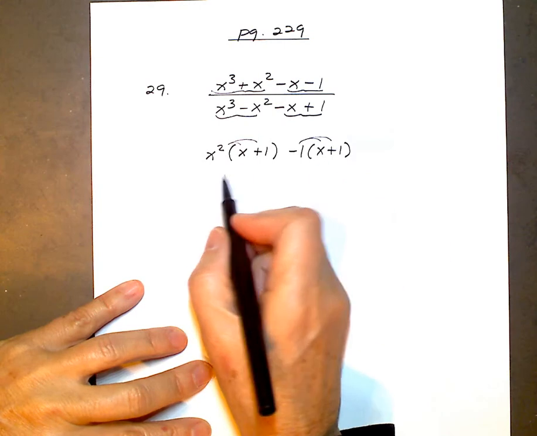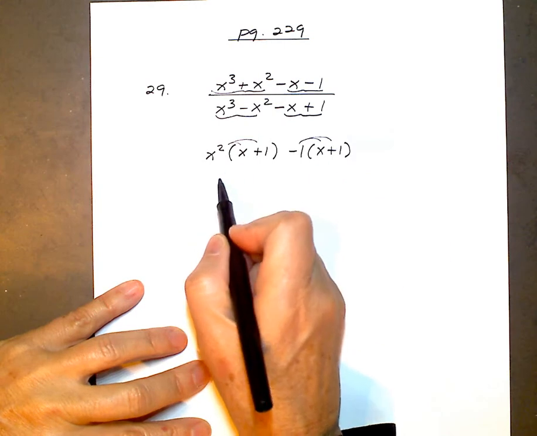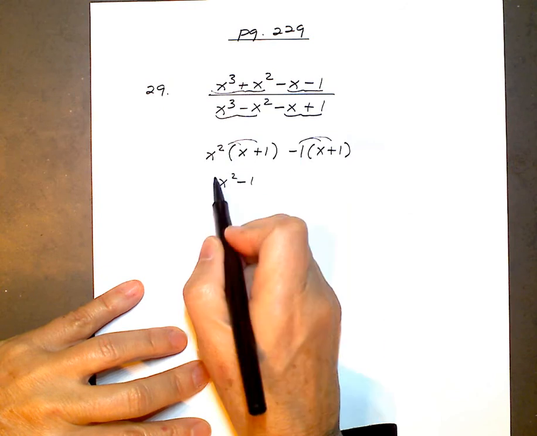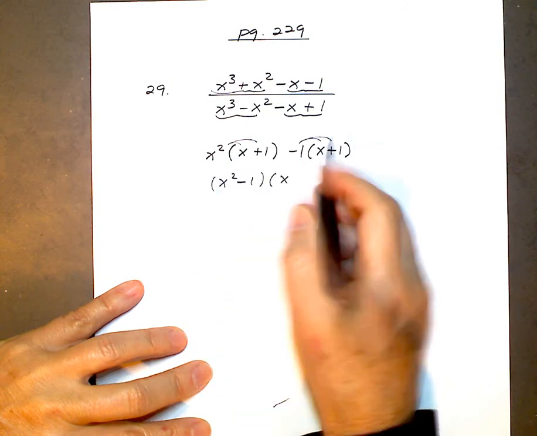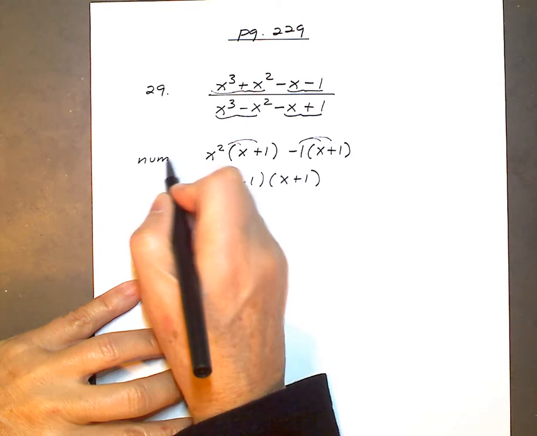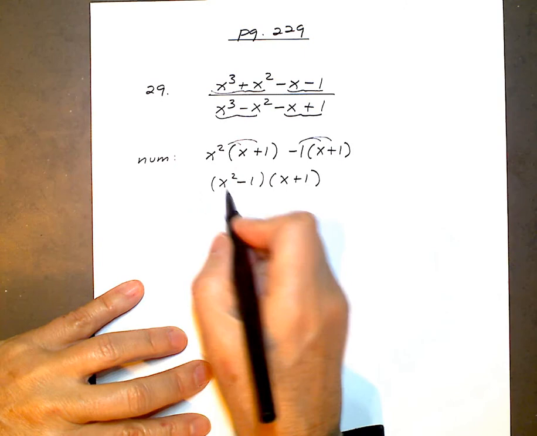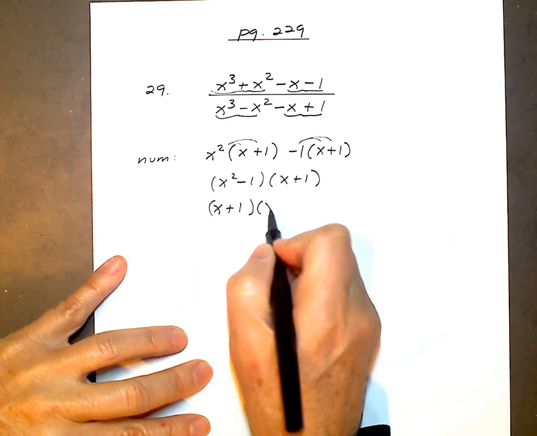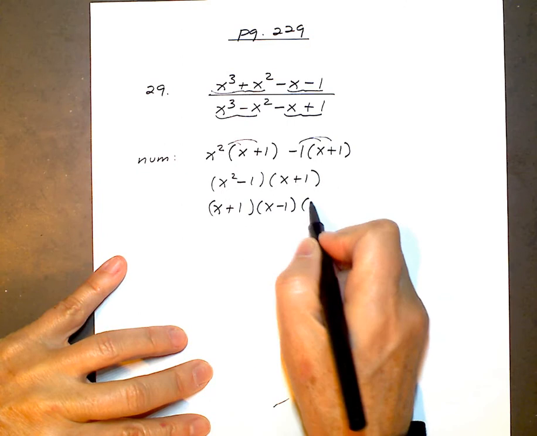So I'm just working on the numerator. This is going to be then x squared minus 1 times x plus 1. So I'm going to put over here numerator. And this x squared minus 1 factors to x plus 1 times x minus 1, and I have another x plus 1. So that's going to be the numerator, and I'll put it back together at the end.